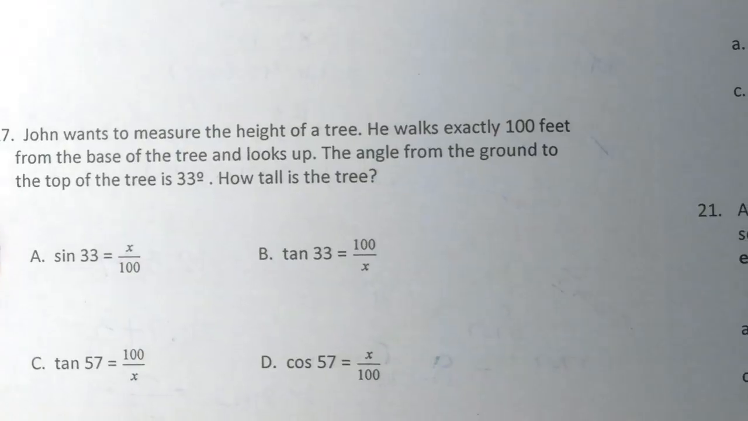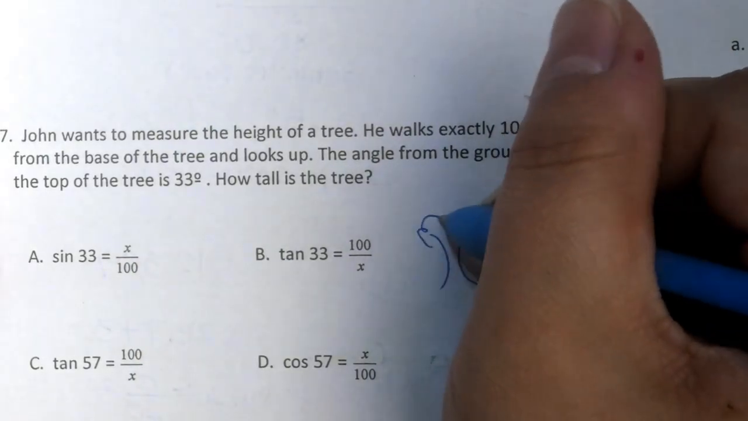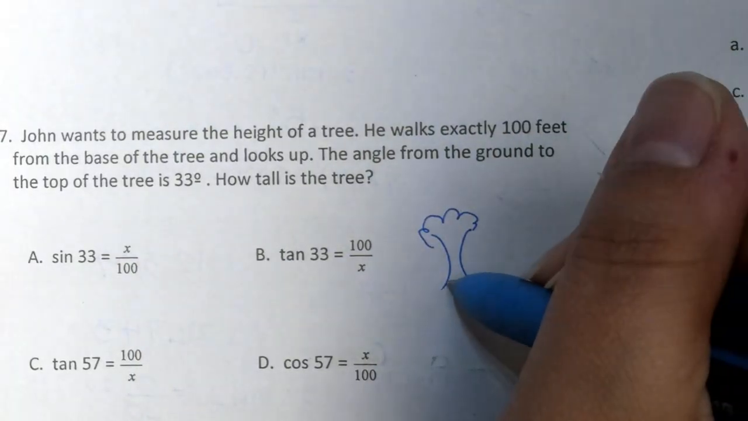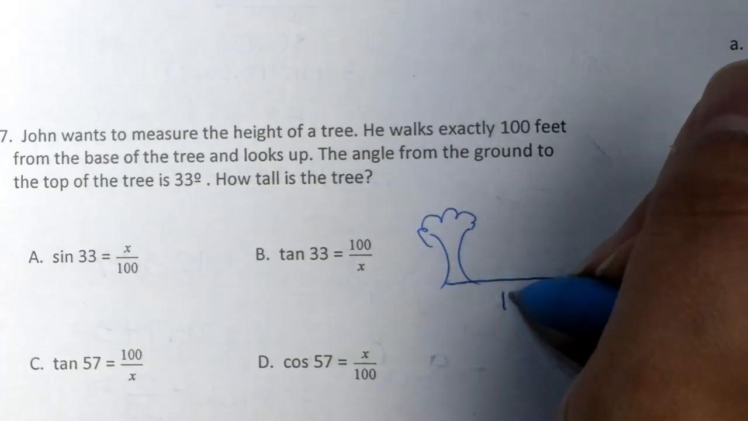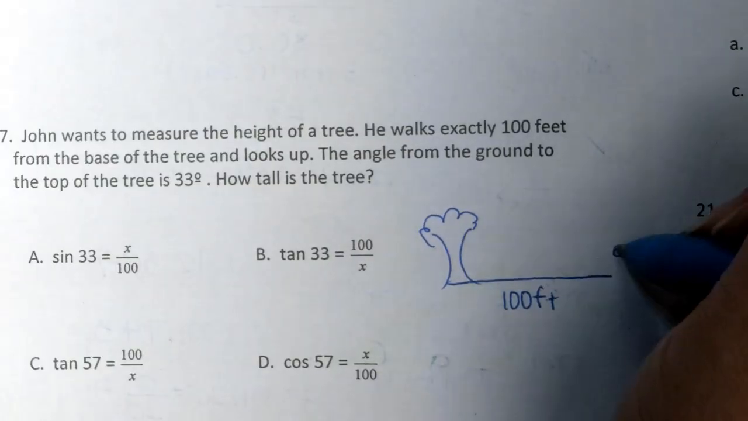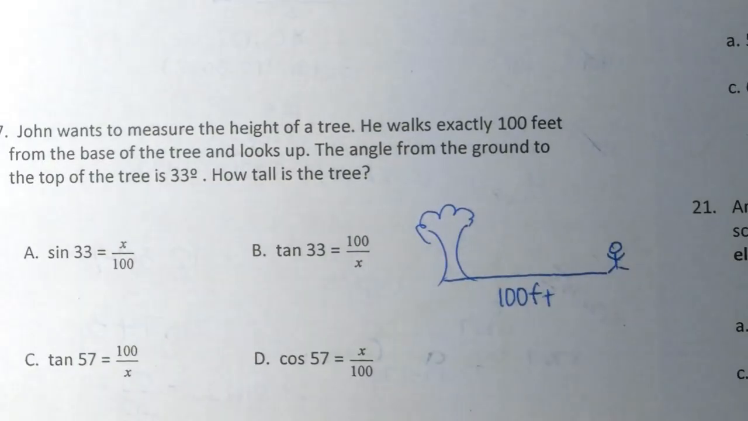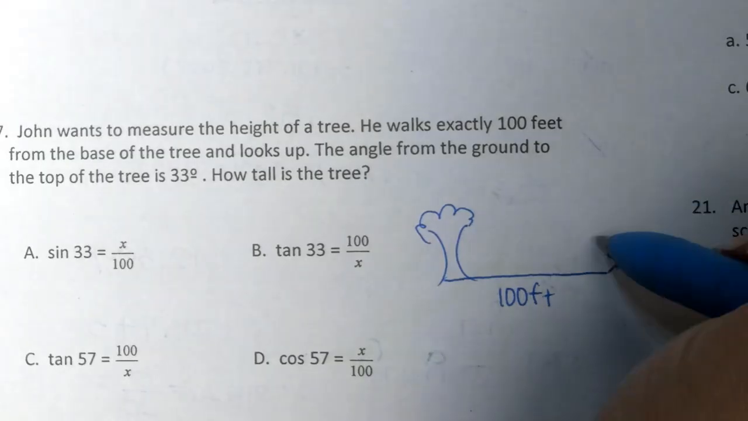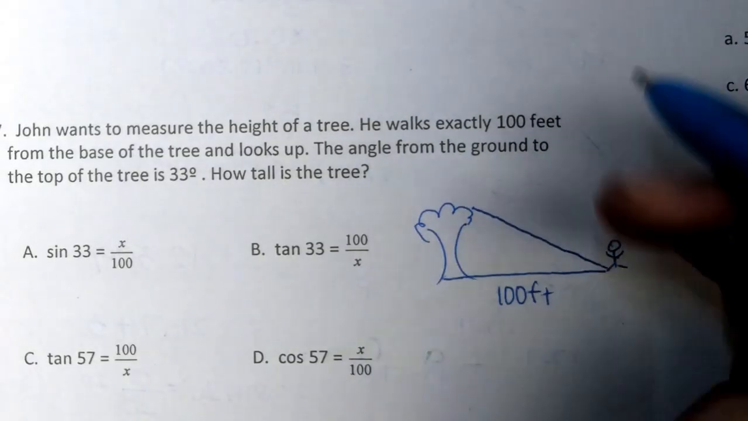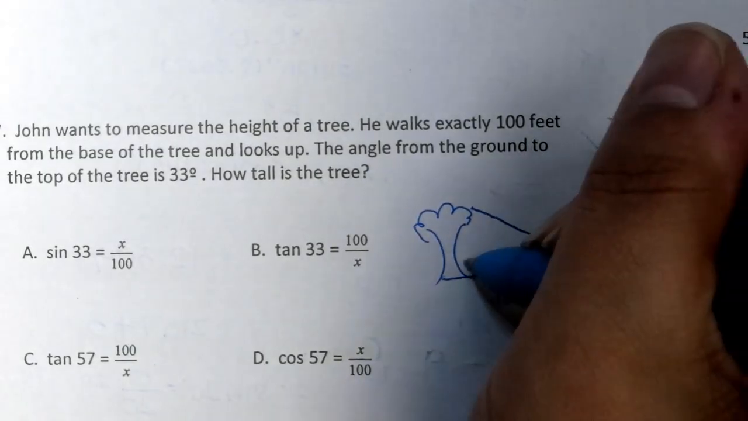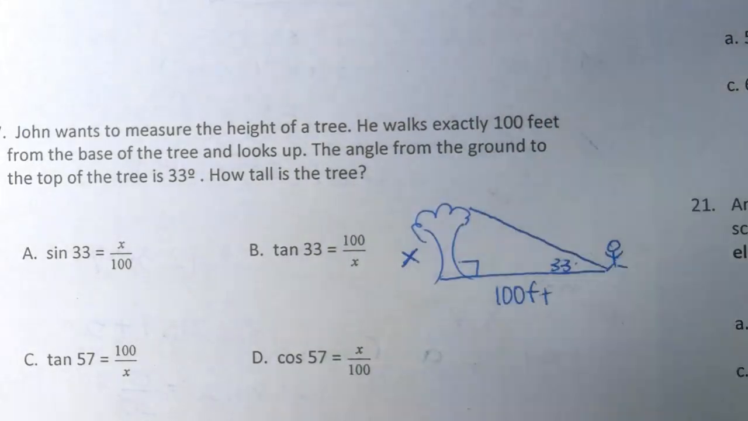John wants to measure the height of the tree. Here's my tree. He walks exactly 100 feet from the base of the tree. So here's 100 feet. Here's John, way over there. And looks up. The angle from the ground to the top of the tree is 33 degrees. How tall is the tree?